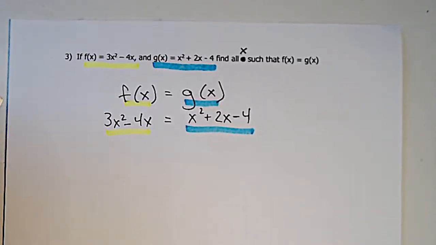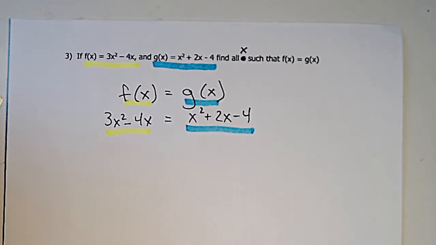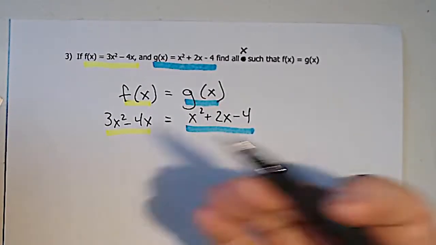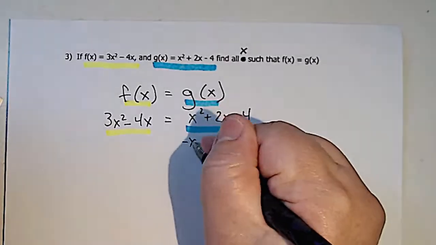I need a 0. So here we're going to decide which side you want to put it on, and I'll pretend to listen. Okay. Yeah, I'm going to go with the left. So I'm going to move everybody over onto the left. So I'm going to subtract x squared.